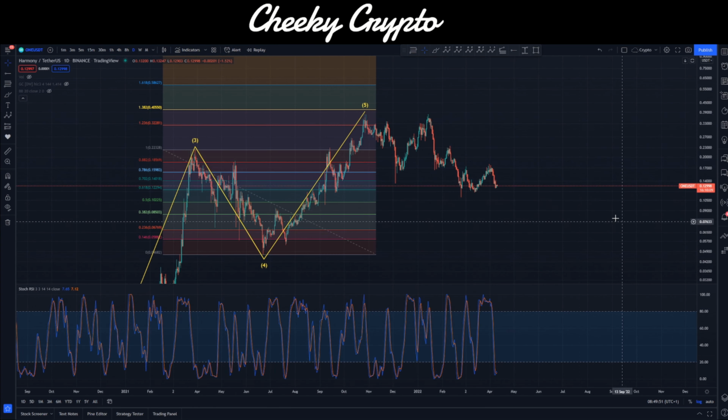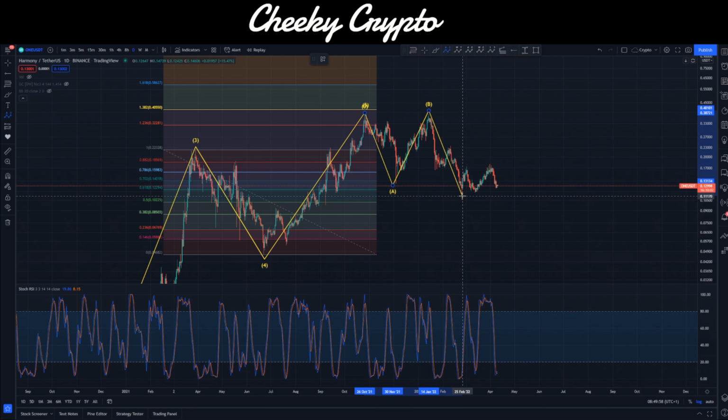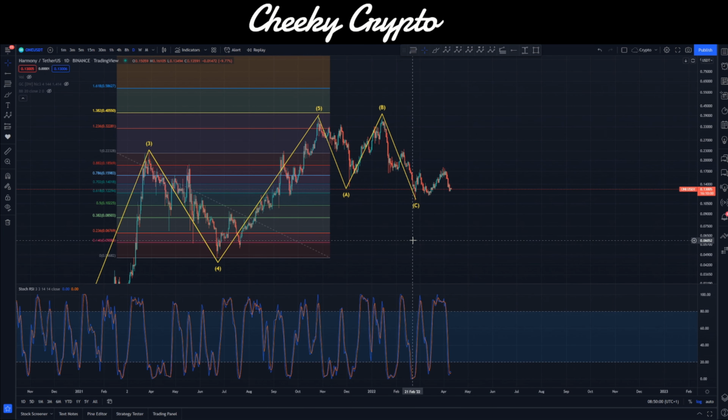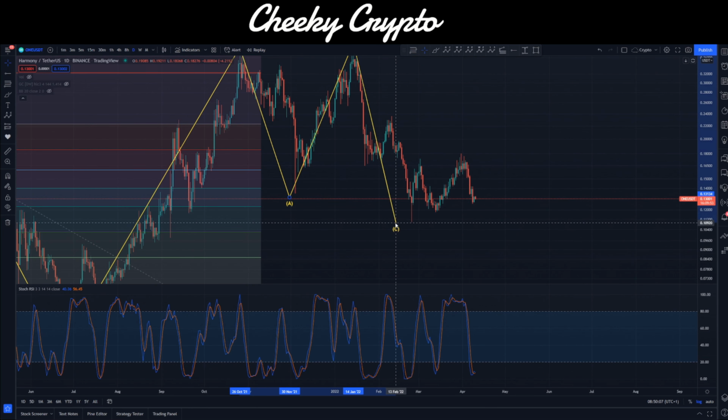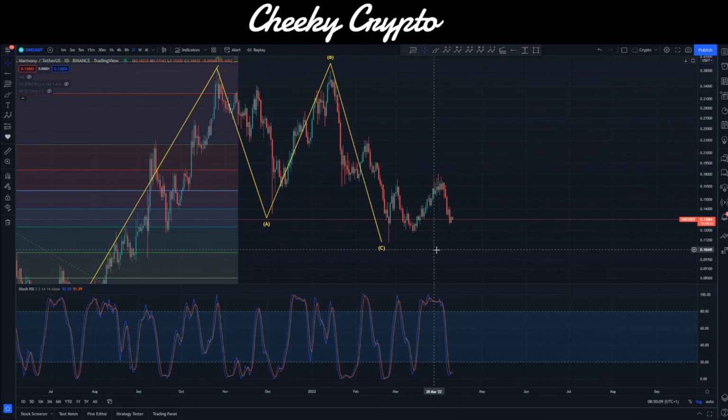But I think also, if this is the end of the fifth wave and this is the end of our ABC correction, which it looks like it is, A, B, and C, then actually we're starting a brand new 5 waves on this daily chart, which would be absolutely insane, right? Because it just means that EMV is going to push even higher as we kind of get through this.